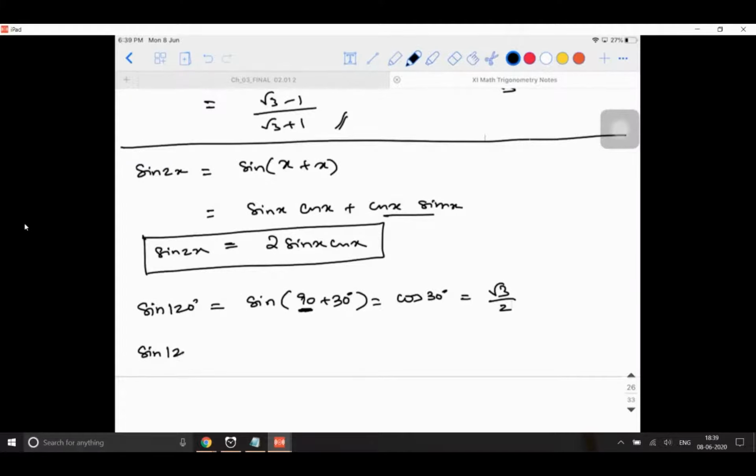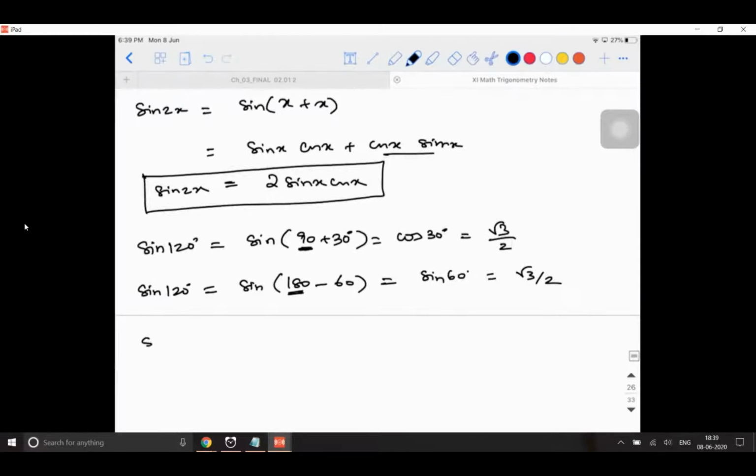Or sin 120, I gave you another way of writing it also. You can write it as 180 minus 60. See, even multiples of 90 degrees, so it will be the same sin, sin 60. That is also root 3 by 2. This is the answer you got.